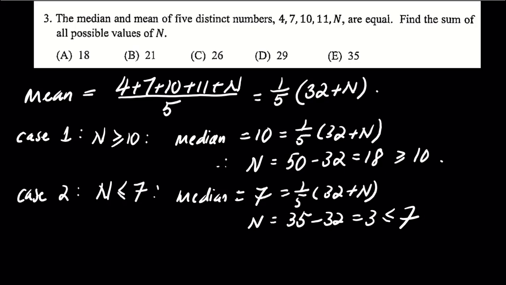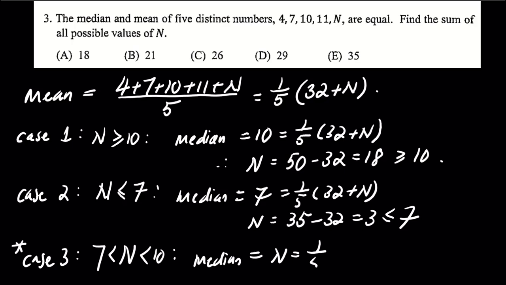And finally, the case that many students miss out: n is in between 7 and 10. This means that the median is n. And so n equals 1 over 5 times (32 plus 5), and hence n equals 8.